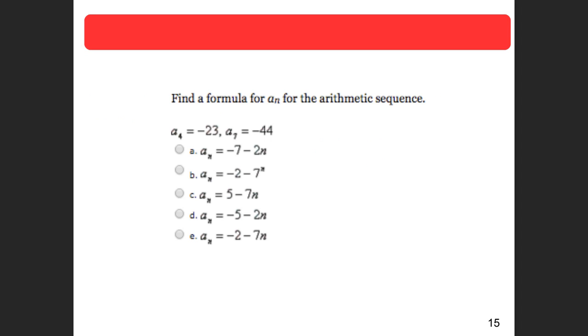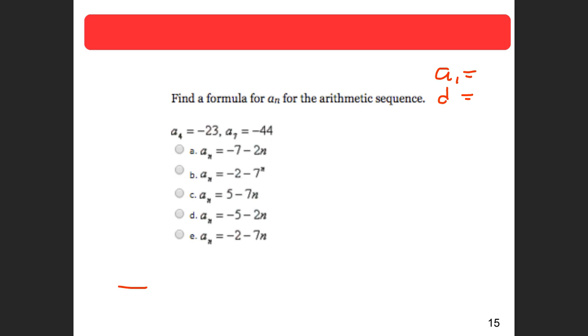Find the formula for a sub n for the arithmetic sequence. Now this is a tough problem, okay? And the reason it's tough is because we do not have the two things that we need in order to come up with an arithmetic sequence. What do we need? We need two things. We need the first term, a sub 1, and we need d. We don't have either of those in this problem. We have the fourth term and we have the seventh term.